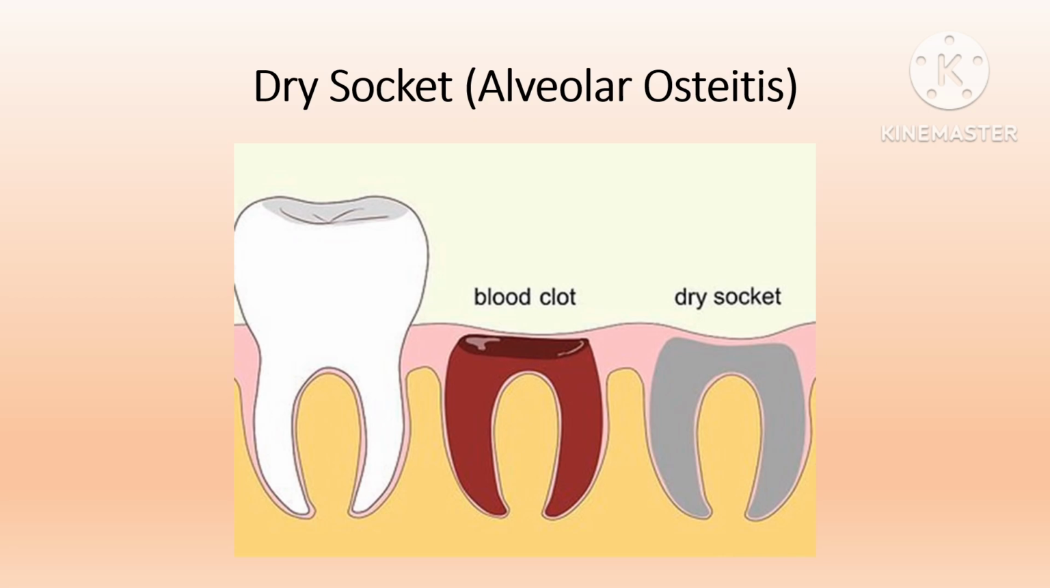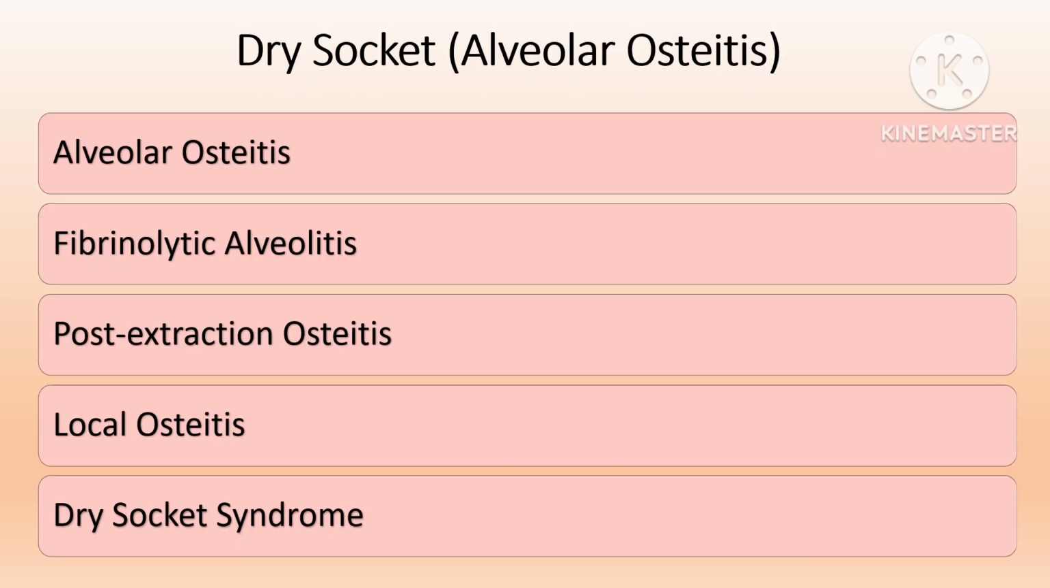Without the clot, the underlying bone and sometimes nerve endings are exposed, giving the area a dry and bare appearance instead of the moist, clot-filled look typical of normal bleeding. Some of the other names for dry socket are fibrinolytic alveolitis, post-extraction osteitis, local osteitis or dry socket syndrome.